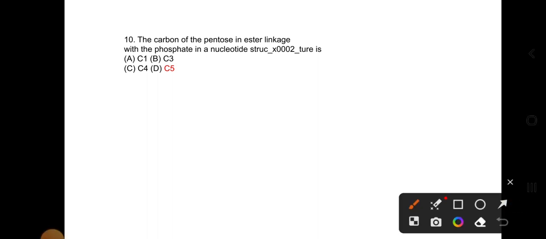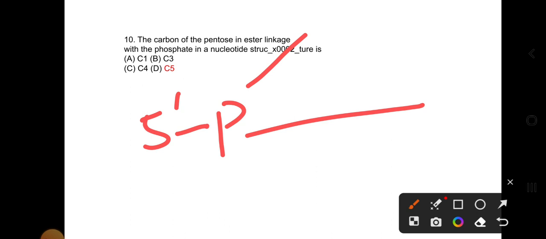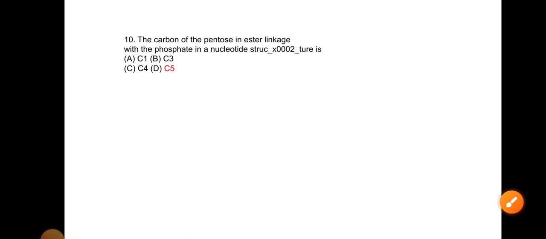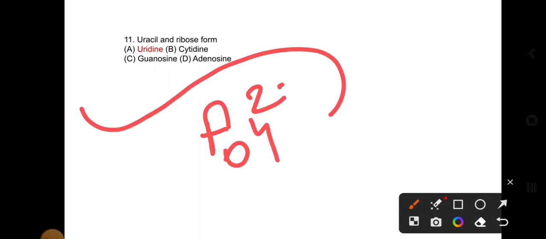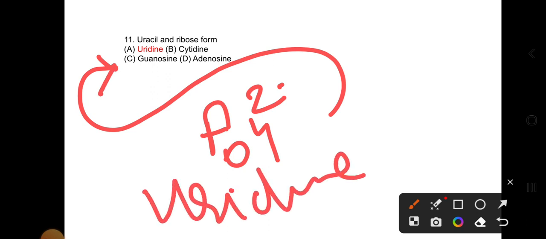Okay, then the carbon of pentose sugar in ester linkage, I asked you where it is that phosphate is attached. So phosphate is present at the 5' end. So start understanding the language of questions. Okay, so learn that. 11th is uracil in ribose form. It is basically uridine, and if phosphate were attached to it, from uridine it will become uridylate.